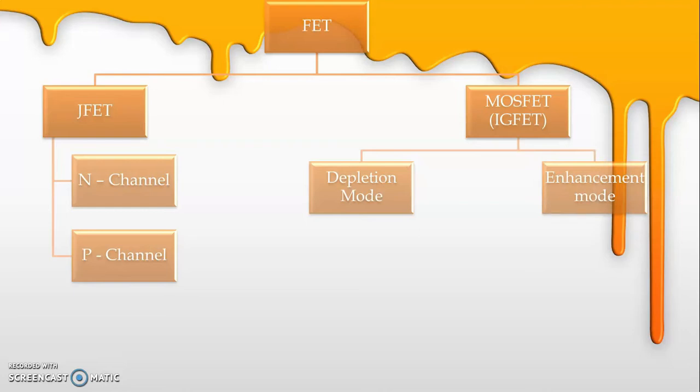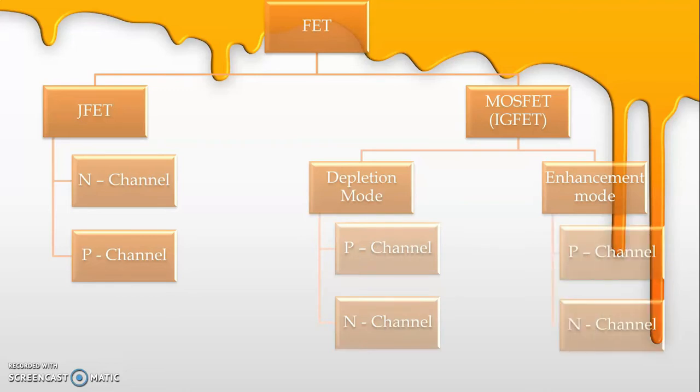Junction field effect transistor is normally in the depletion mode only, and in case of MOSFET, depletion mode and enhancement mode, both the modes are again classified into two different categories, that is a P channel and N channel in both the modes. So this is the entire summary of the classification of field effect transistor. In this video lecture, we will start to study about junction field effect transistor, but normally we call it field effect transistor or FET. In case of a junction field effect transistor, we have two categories. One is N channel and one is P channel. In this video lecture, we will study about N channel junction field effect transistor.